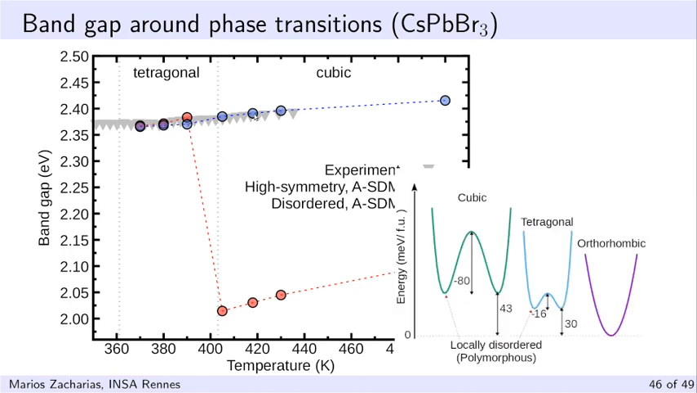So what is happening here? If we plot the potential energy surface of the cubic, the tetragonal, and the orthorhombic structure, if we consider only locally disordered structures and these minima here, the energy barrier going from the tetragonal phase to the cubic phase is much smaller than when using monomorphous networks. And that's why we can capture this smooth variation of the band gap between the tetragonal phase and the cubic phase in cesium lead bromide.